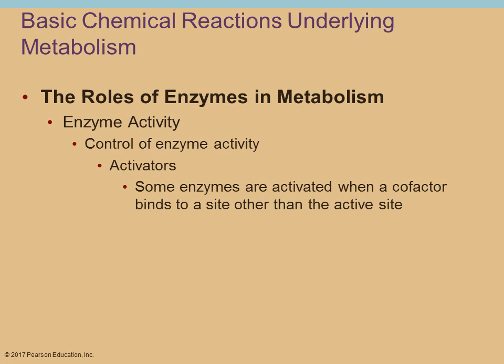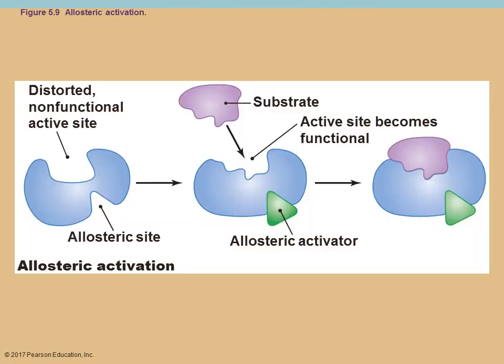Activators. Some enzymes will become activated when the cofactor binds to that enzyme at some place. The allosteric site is usually a site other than the active site. So when that coenzyme binds to it, and now, as you can see, anytime you have binding, you have a shape change. That now puts the active site in the proper shape so that now it's functional, the substrate can bind, the reaction can occur.